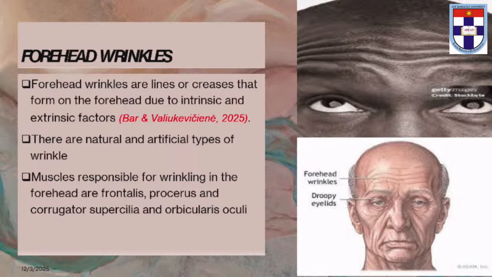Then there are natural and artificial wrinkles. On the screen, we can see the bottom picture shows natural wrinkles, while the one on top shows artificial wrinkles. Natural wrinkles are the ones that occur without deliberate effort. This is just saying that they occur when the person ages. Then artificial is deliberate, like through trauma or repetitive facial expression.